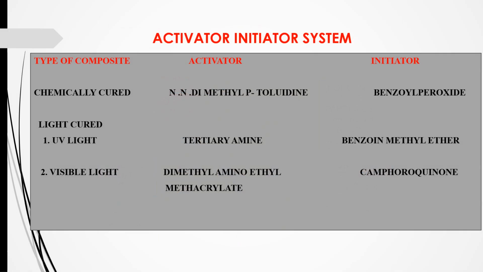Coming on to the activator-initiator system, it varies based on the type of composite. In chemically cured composites, the activator is N,N-dimethyl paratoluidine and the initiator is benzoyl peroxide. In UV light cured composites, the activator is tertiary amine and the initiator is benzoin methyl ether. In visible light composites, the activator is dimethylaminoethyl methacrylate and the initiator is camphoroquinone.